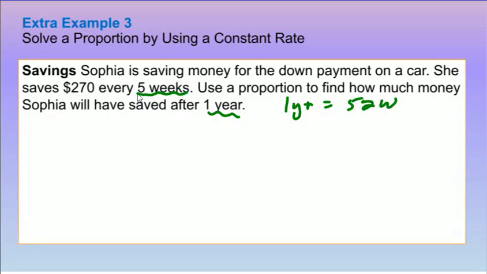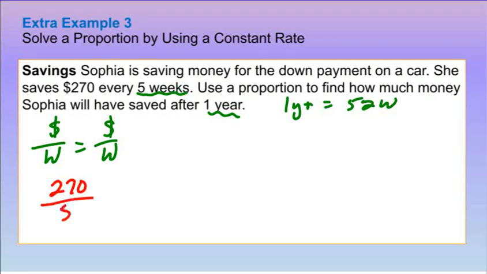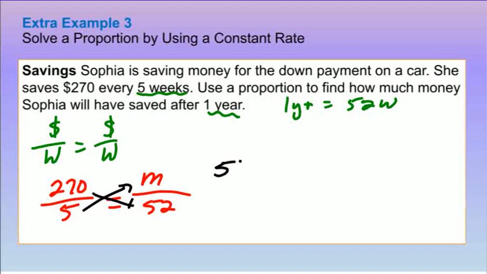Okay, so now if I do money over weeks equals money over weeks, now I can solve this. So now I have $270 for 5 weeks is the same as how much money, I'm going to use M for money, when I have 52 weeks. And I just cross multiply, so I have 5M equaling 270 times 52.